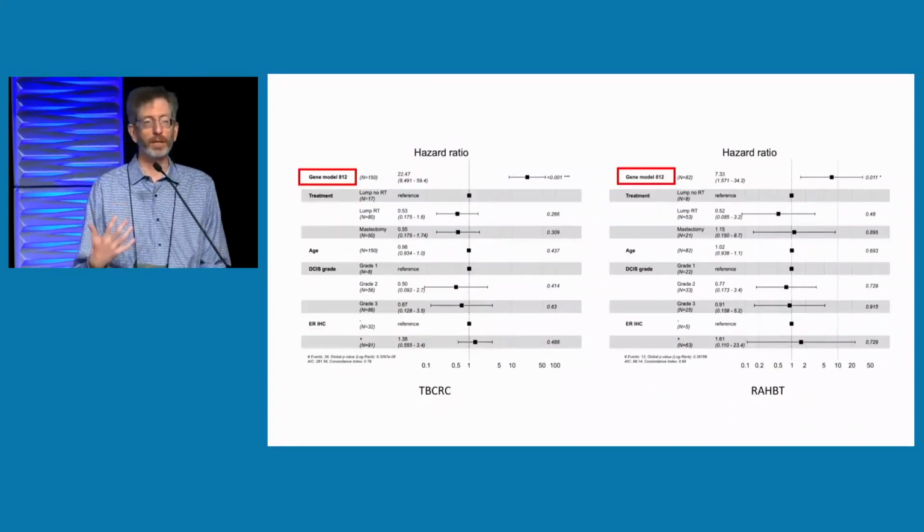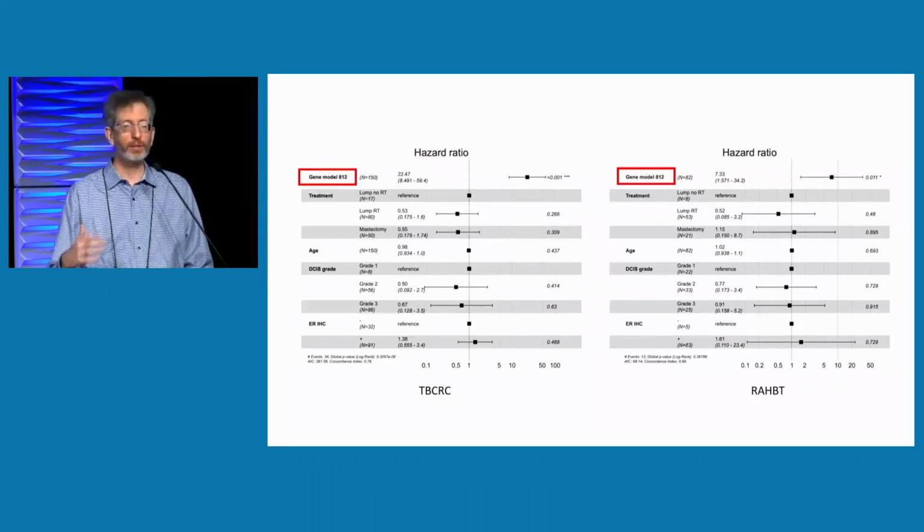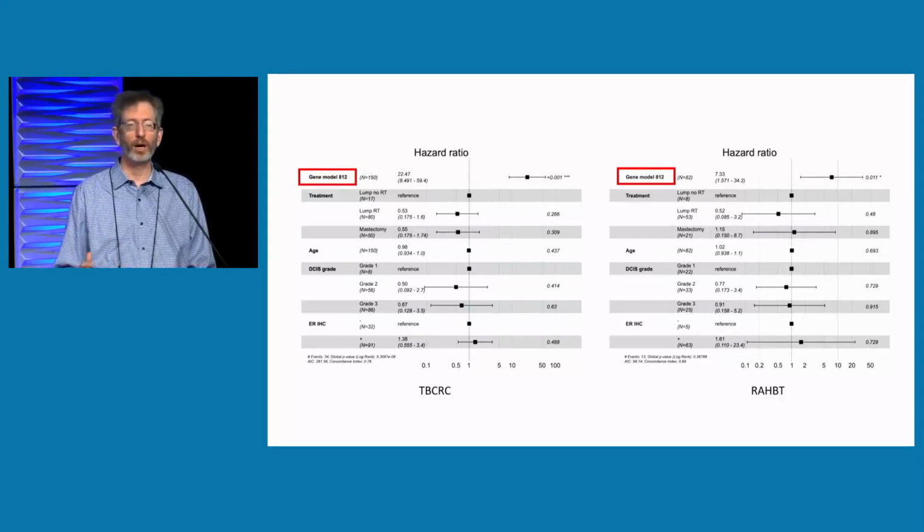And if we look at the hazard ratio comparing this classifier against traditional clinical pathologic variables such as the treatment, age, DCIS grade, we find that actually the classifier here is the only significant event in this multivariable analysis, both for the training and the validation set.